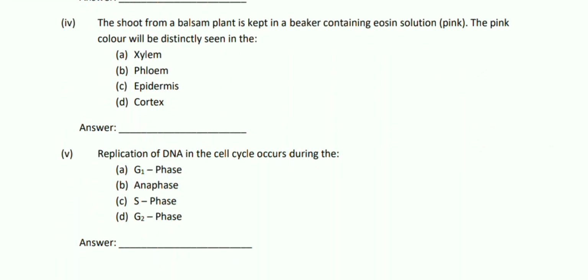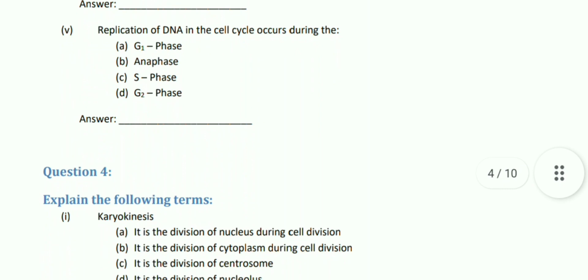The shoot from a balsam plant is kept in a beaker containing eosin solution. The pink color will be distinctly seen in the xylem. So the xylem tissues will take up the solution along with water, and the xylem vessels will get colored with the pink solution. Next, replication of DNA in the cell cycle occurs in the S phase.